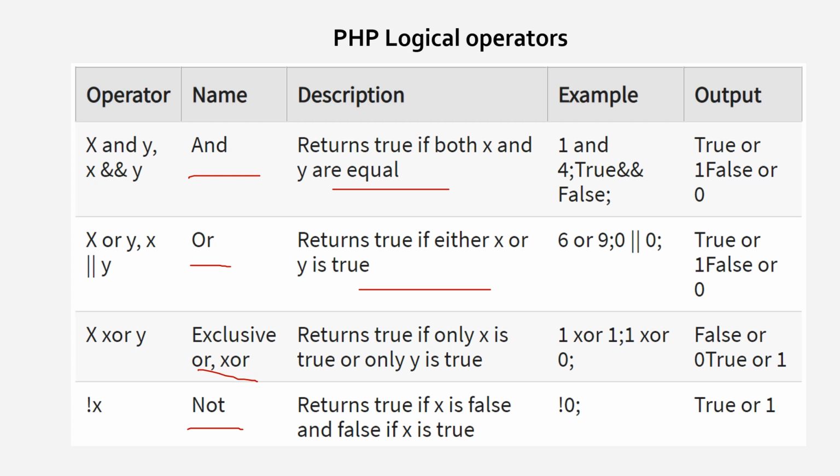Exclusive or means it returns true if only x is true or only y is true. In the case of not, it returns true if x is false, and returns false if x is true. Okay, this is about the logical operators.